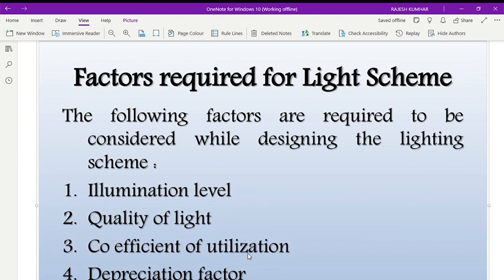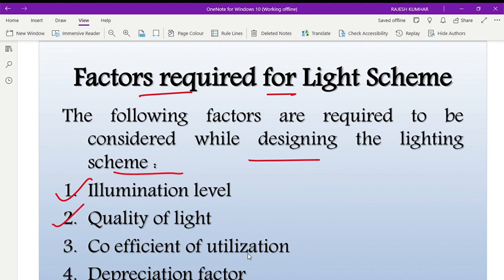Now let us talk about the factors affecting the design of lighting schemes. First is the illumination level. What is the illumination level? It is the most vital factor in deciding the number and wattage of luminaires, so that we are able to see and recognize the object properly.